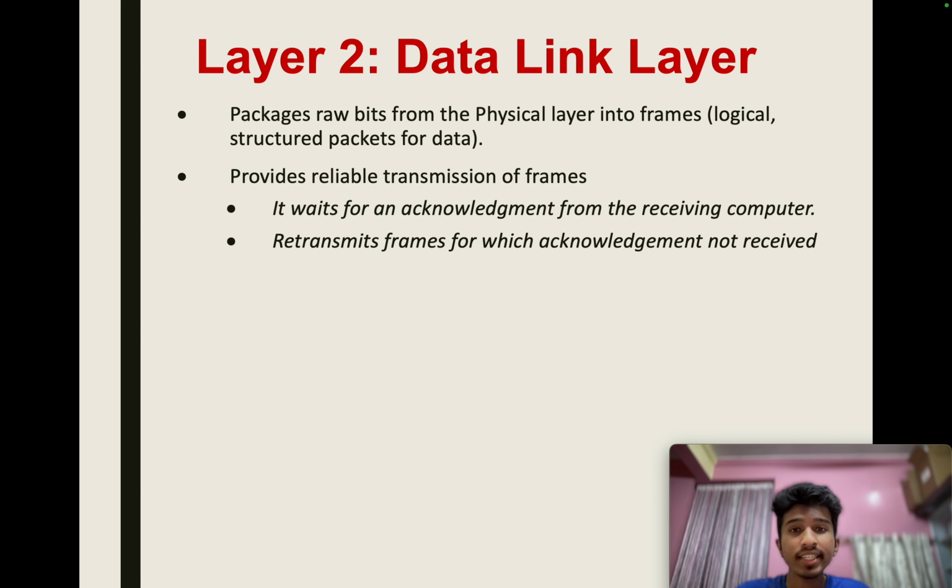Then we have the data link layer. It is a packaging of raw bits from the physical layer into frames. So what we do basically is these packets are converted into frames by using framing. Once a frame is sent from one host to the other host over a communication channel, it waits for acknowledgement till the frame is received at the host computer.